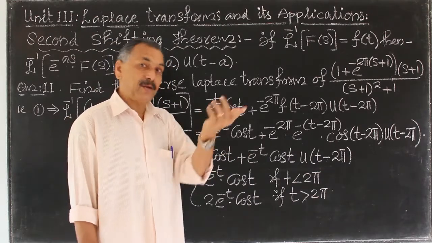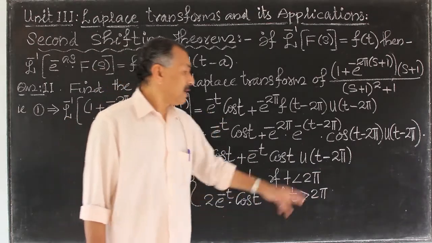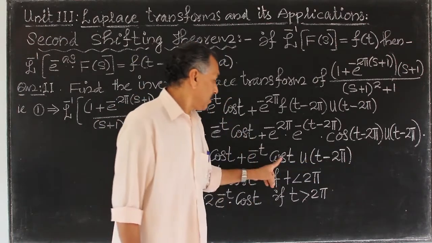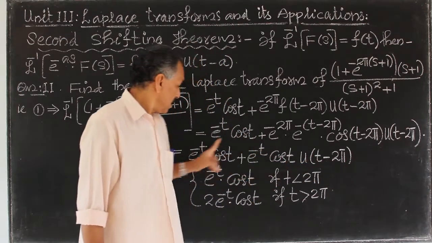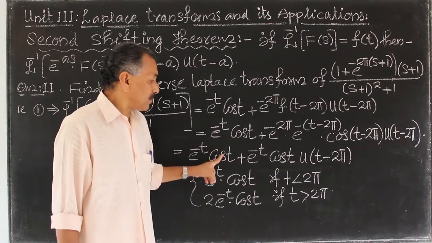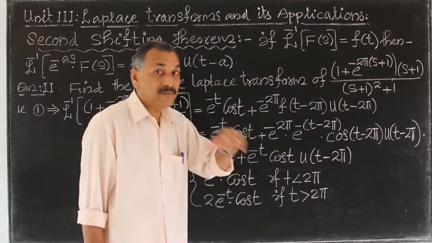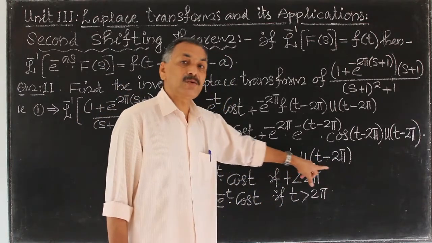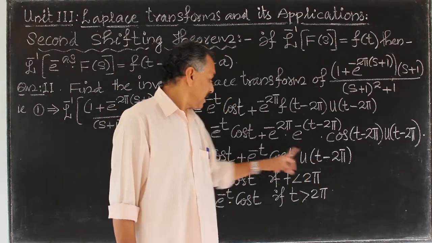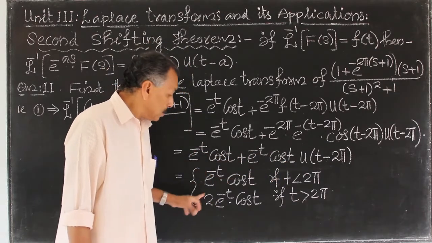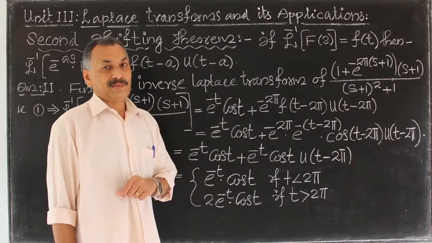Now if t is greater than 2 pi, then u of t minus 2 pi is equal to 1. When it is 1, this becomes e raised to minus t cos t, and this also becomes e raised to minus t cos t. So we get e raised to minus t cos t plus e raised to minus t cos t if t is greater than 2 pi, since u of t minus 2 pi is equal to 1. This e raised to minus t cos t plus this e raised to minus t cos t is 2 e raised to minus t cos t.